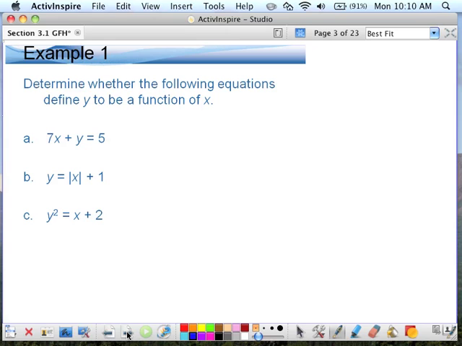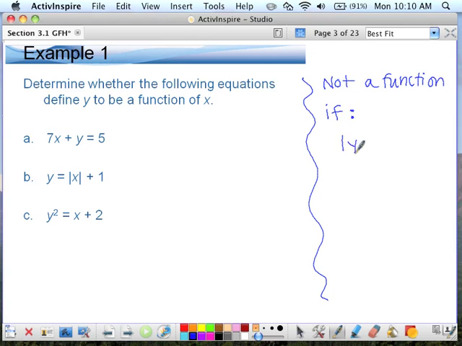Another way to say it is, it is not a function if you have the absolute value of y or y to an even power. These are not functions. Pretty much everything else we deal with in college algebra is. So you need to take note of that. It's not a function if you have the absolute value of y or y to an even power.